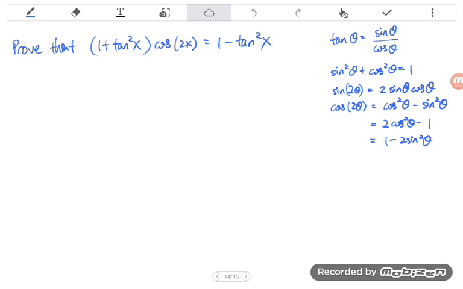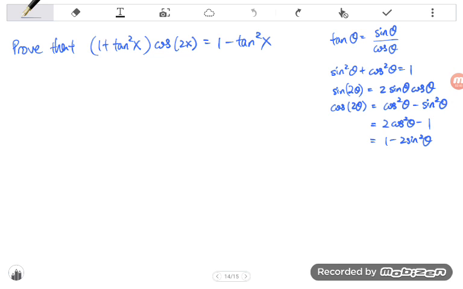They want us to prove that the entire left-hand side, 1 plus tangent squared x multiplied by cosine 2x, is equal to the right-hand side, 1 minus tangent squared x. Okay, so it looks like a lot of stuff to be completed, and we have never really done proofs before, right? So this is the first time.